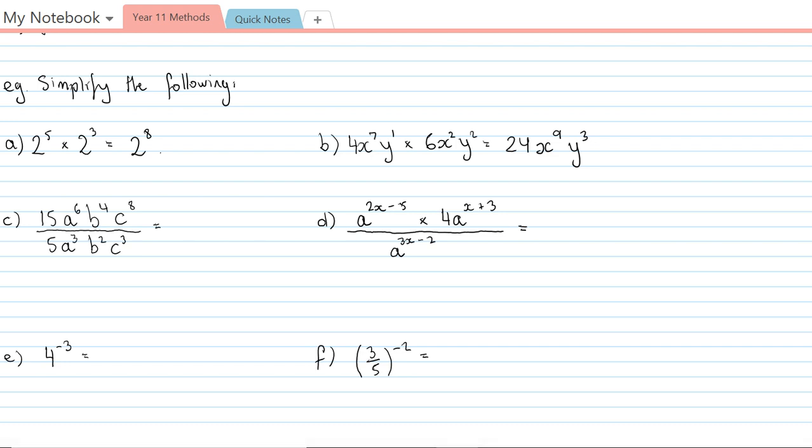Question C, 15a to the 6, b to the 4, c to the 8, divided by 5a cubed, b squared, c cubed. Right, so again, the coefficients are just that, they're coefficients, not bases in this case. So we're going to do 15 divided by 5, which is 3. We've got a to the 6 divided by a to the 3. So the a is a base. We just subtract the powers. So we're going to get a to the power of 3. Again, the b is a base. So we're going to have b to the 4, take away 2, which makes just b to the 2. And for the third term, we should have c to the power of 5.